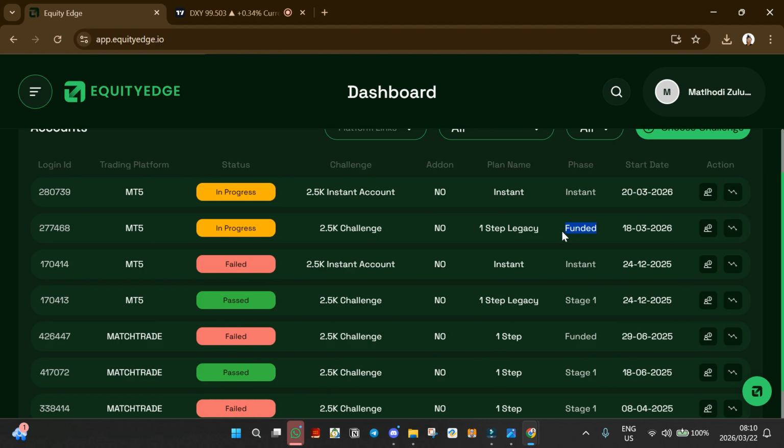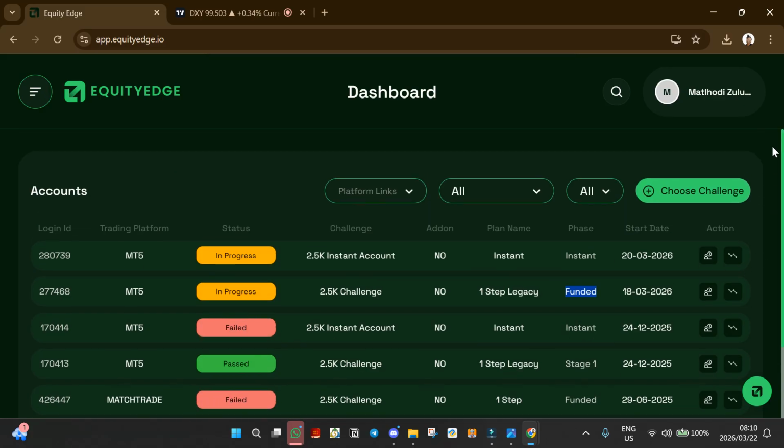I finally got funded from this past 2.5K challenge. I finally got my funded account. I was really frustrated last week. That's why I didn't do any trading work. I didn't take out any content. I didn't really trade last week.